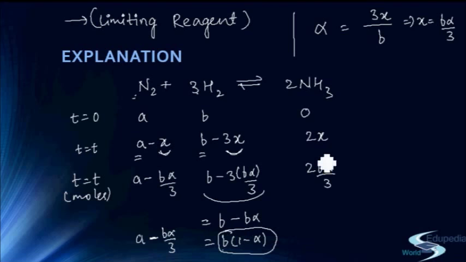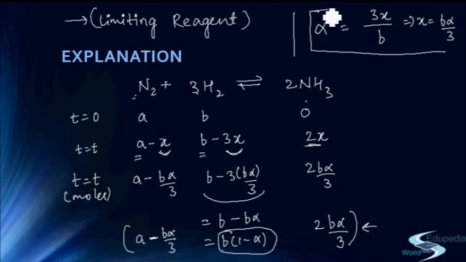Similarly, the amount of ammonia formed is twice, that is 2x of nitrogen. So if the amount of nitrogen consumed is B alpha by 3, the amount of ammonia formed will be 2B alpha by 3. So if you are unable to understand it in qualitative terms, in terms of stoichiometry or in terms of the unitary method, you can always use this method.